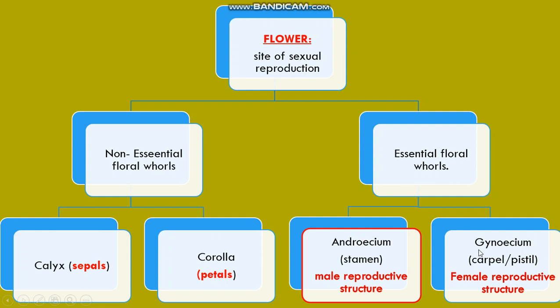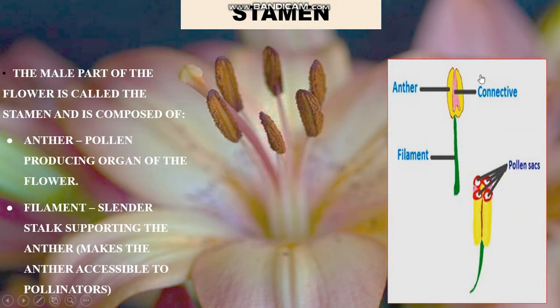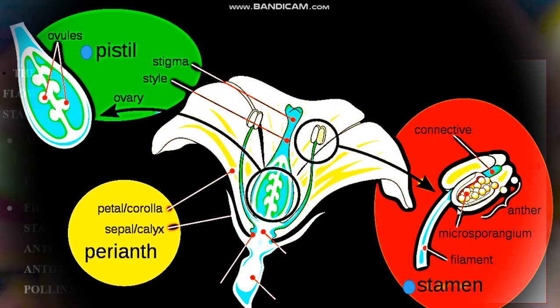Androecium and gynoecium initially produce spores and these spores later on form the gametophyte in which the formation of male and female gamete takes place. So this is stamen. A stamen consists of two parts. One is anther and attached to the anther there is a long tube known as filament. Anther is bilobed, having 2 lobes, and it is filled with pollen grain.